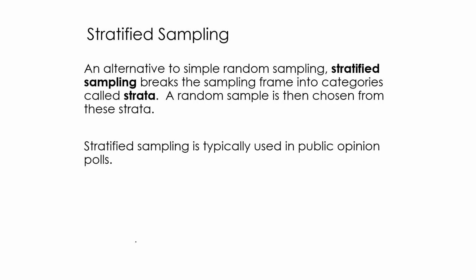Sampling error, the difference between a parameter and the estimate statistic obtained from a sample. Impossible to tell, but we do have mathematical ways of approximating the sampling error, giving bounds for sampling variability. The last type of sampling is called stratified sampling, an alternative to simple random sampling. Stratified sampling breaks the sampling frame into categories called strata. A random sample is then chosen from these strata.